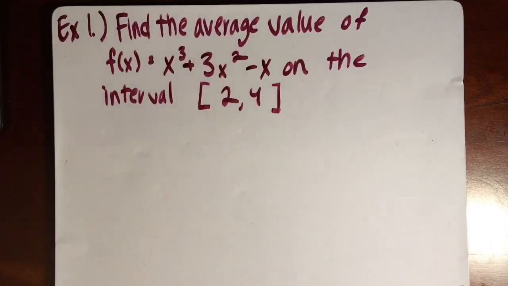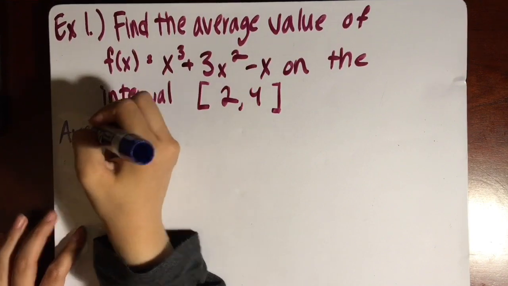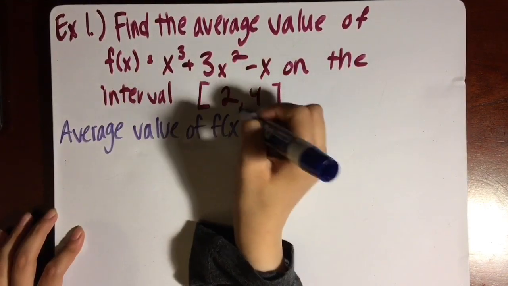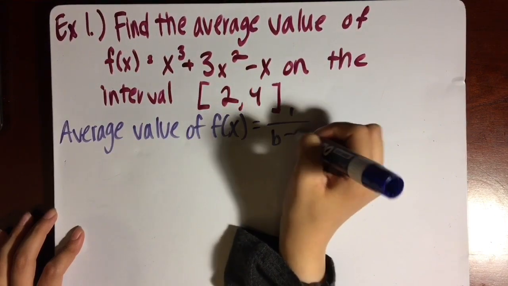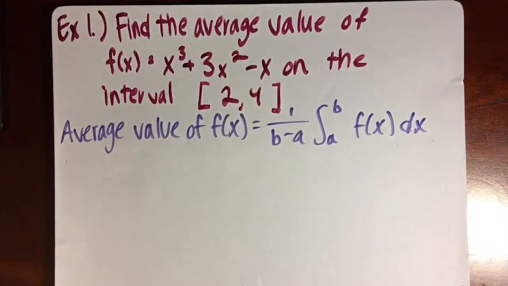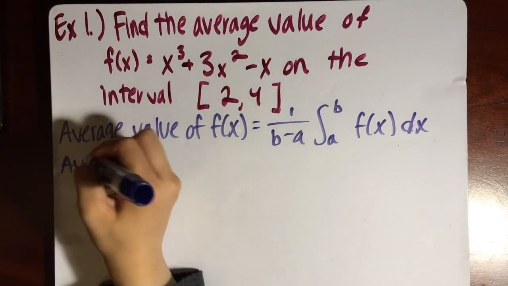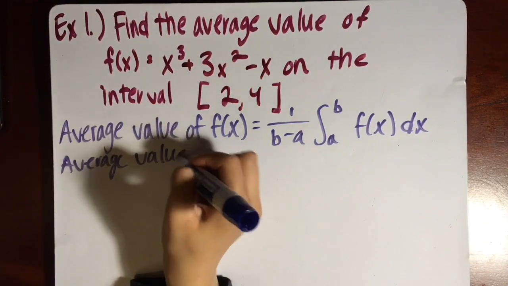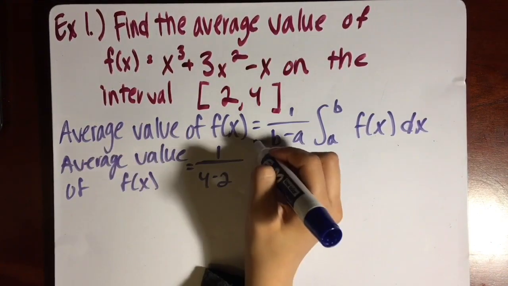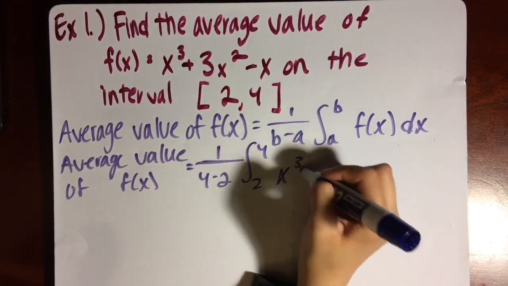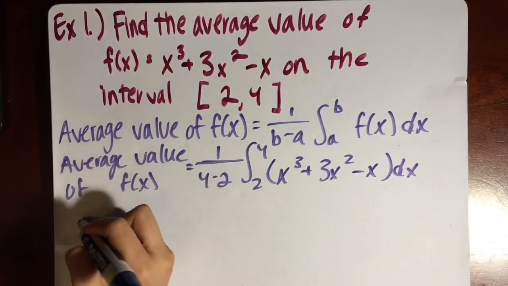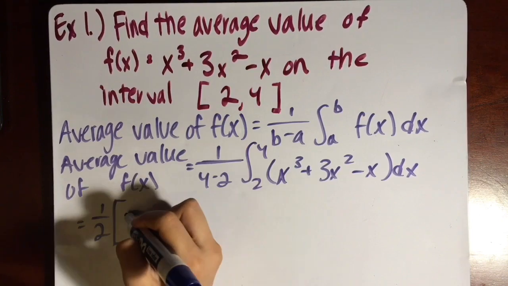For problem 1, we are asked to find the average value of the function f of x equals x cubed plus 3x squared minus x over the interval 2 to 4. The average value of f of x is 1 over b minus a times the integral of a to b of f of x dx. So the average value of f of x equals x cubed plus 3x squared minus x is 1 over 4 minus 2 times the integral of 2 to 4 of x cubed plus 3x squared minus x dx.